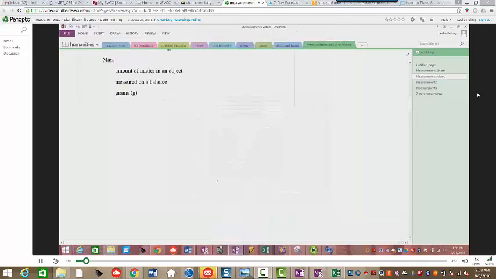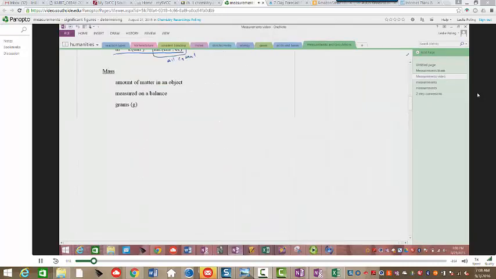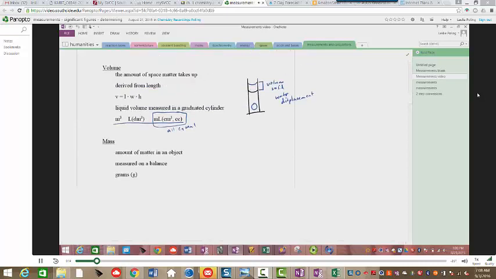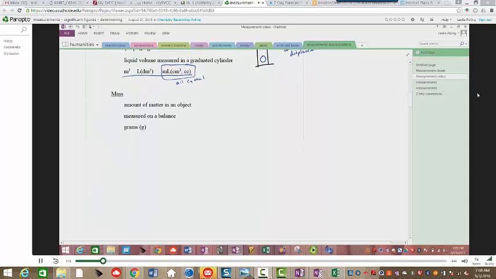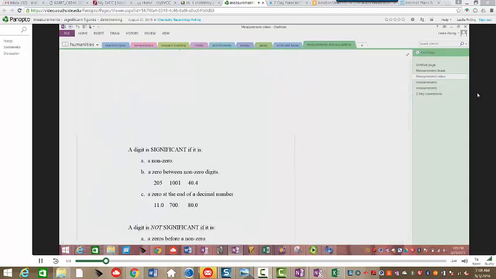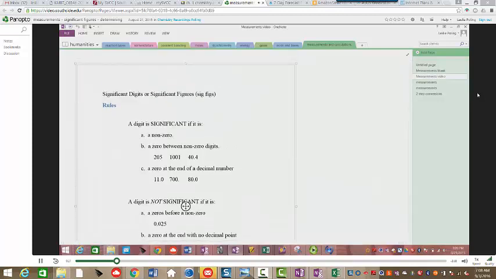Digits now. Interesting. They seem to have disappeared. Okay, well, what I was going to start with, there they are.